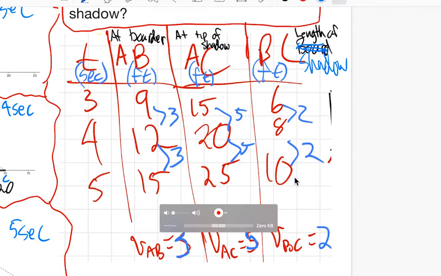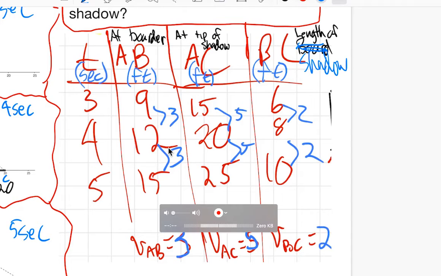Let's take a look and see if we can figure out some velocities. How fast are things moving? Well, it was given in the question that the skateboarder was traveling at 3 feet per second. Is that true? Well, at 3 seconds, they had gone 9. At 4, 12, and at 5, 15. So I'm in 1 second intervals, so it's pretty easy to do a difference and see that it changes by 3 feet every second.